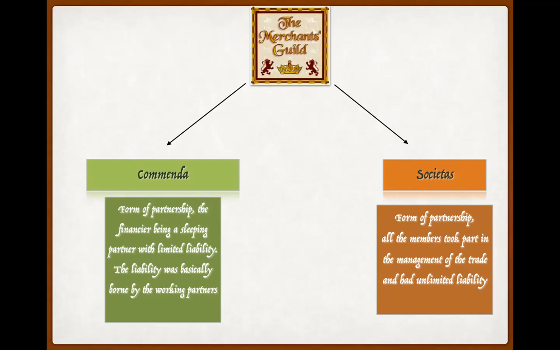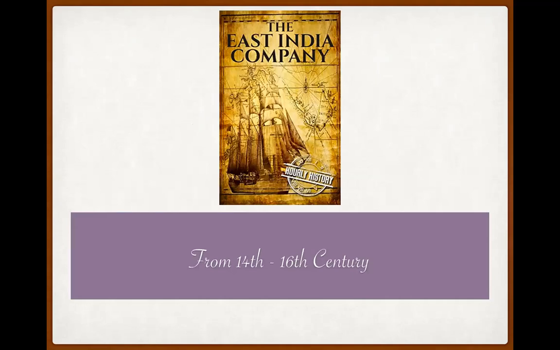So it was a type of partnership wherein all the members took active part in the management, like today, and they all had unlimited liability. So there was no concept of a sleeping partner. Everyone who had put in the capital was very active in making the decisions, and they had unlimited liability. So these were the two types of merchant guilds which were existing at that point of time.